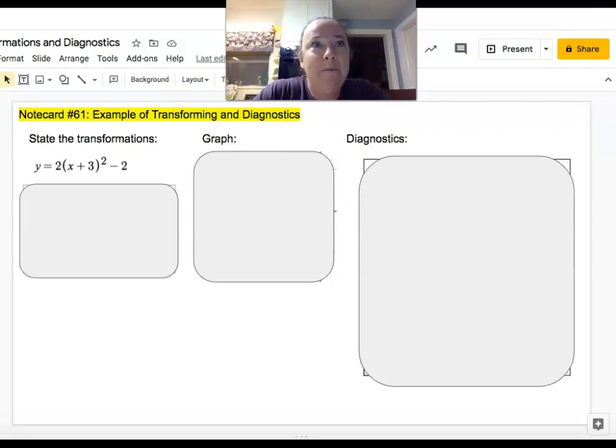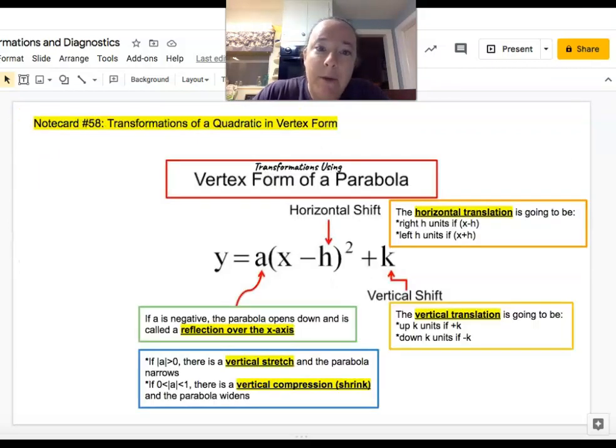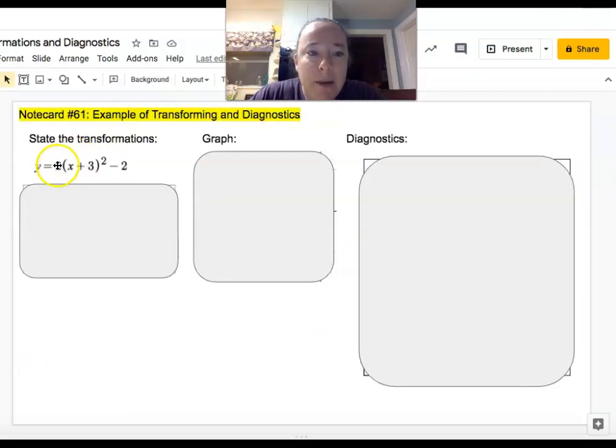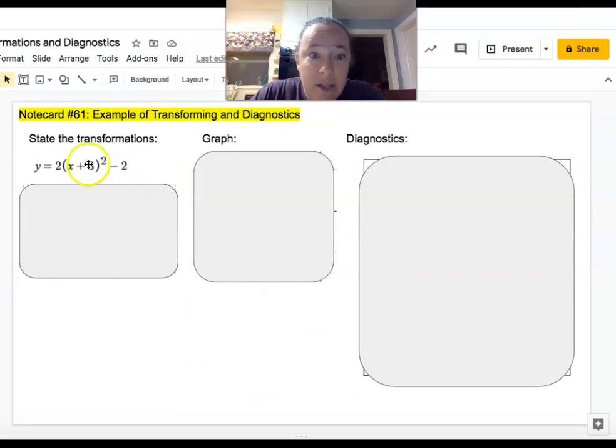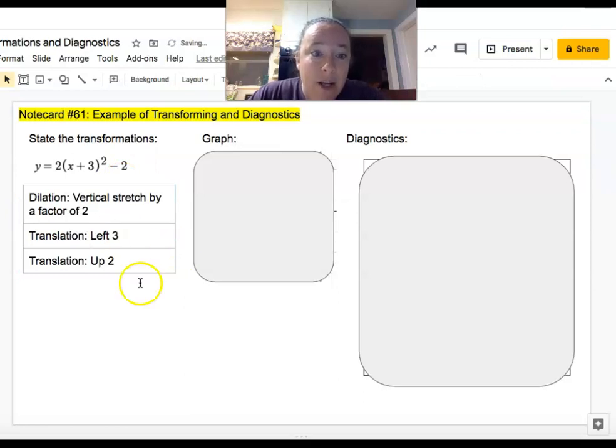But anyway, given this, let's state the transformations. Can you tell I just had supper? All right, so we have the 2 out front. What does that do? Let's remember from note card 58. Whatever this is out front, you do the absolute value of it, and it's greater than 0, which it is. If it is, it's a vertical stretch. These are dilations. So we have a vertical stretch by a factor of 2. This is left 3, because if we have a plus h, it goes left that amount. And we have a minus k, so it goes down 2. So there are your transformations.